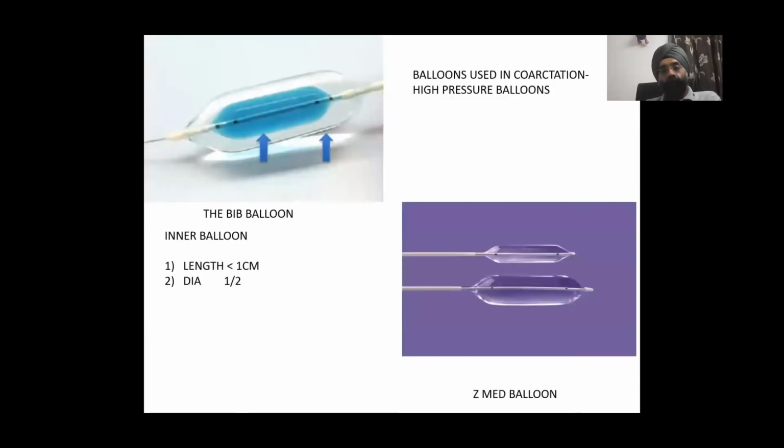Balloons used for coarctation are high pressure balloons. The BIB balloon is the commonly used balloon. It is a balloon catheter which involves an outer balloon and an inner balloon. The inner balloon has a length less than 1 centimeter shorter than the outer balloon and a diameter half that of the outer balloon. Same as the other high pressure balloons used for stenting of the valve.